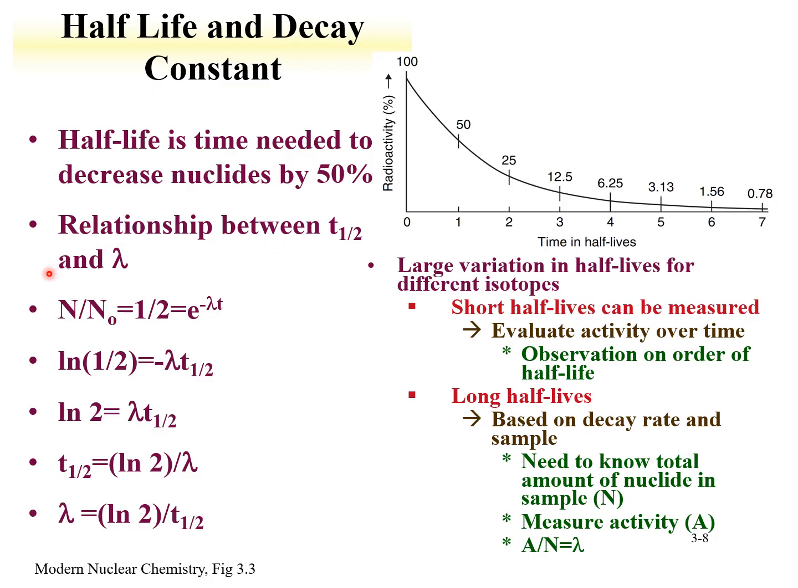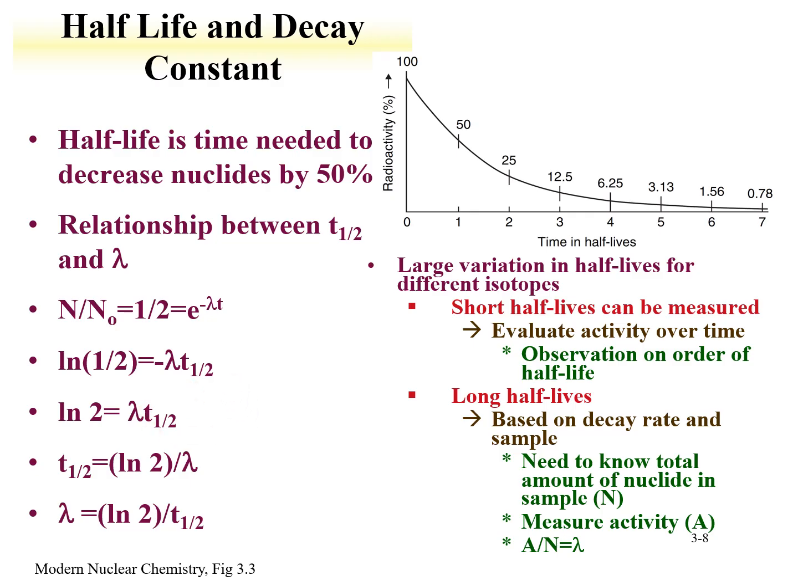If I took the general equation where the number of atoms at a given time t is equal to the number of atoms initial times e to the minus lambda t, I just looked at the ratio. So the time that it takes to get to a half is equal to e to the minus lambda t. So half is equal to e to the minus lambda t. Let's take the natural log of 1/2 is equal to minus lambda times the half-life, because that's the amount of time it takes for this relationship to occur.